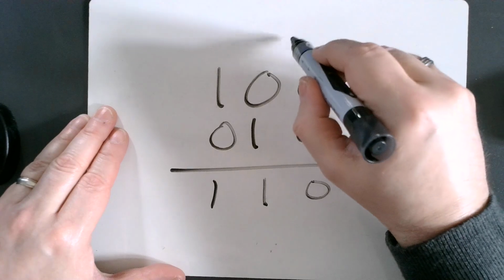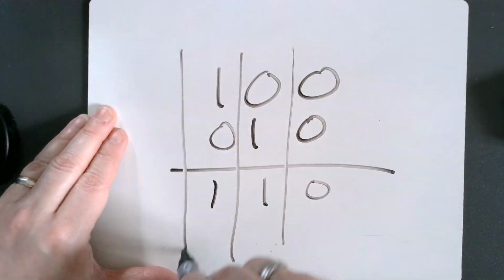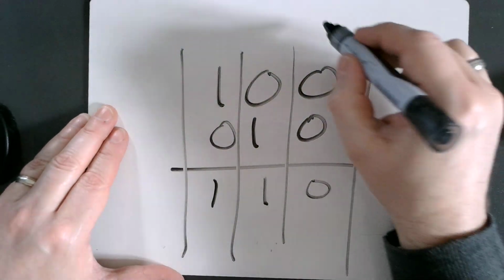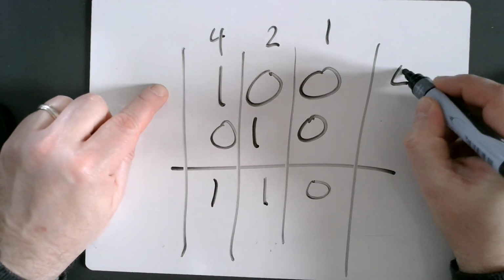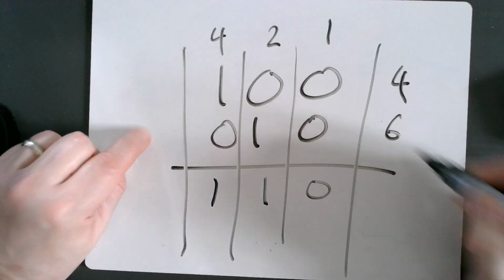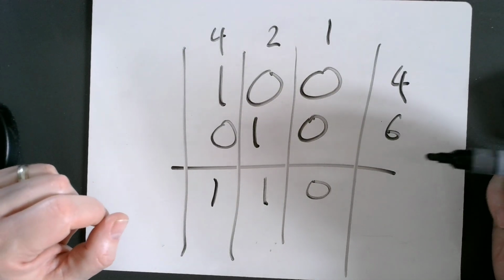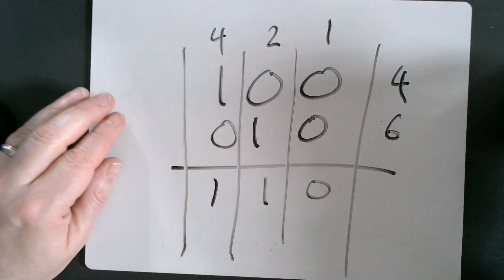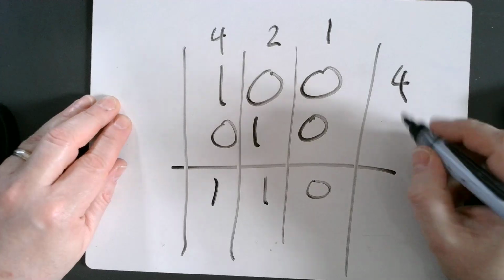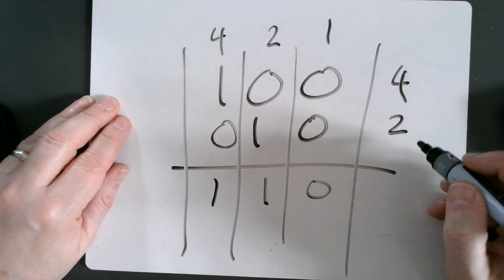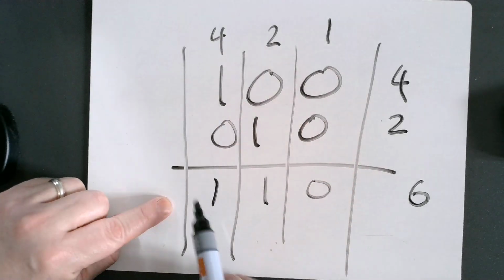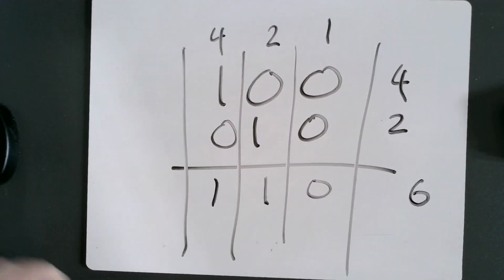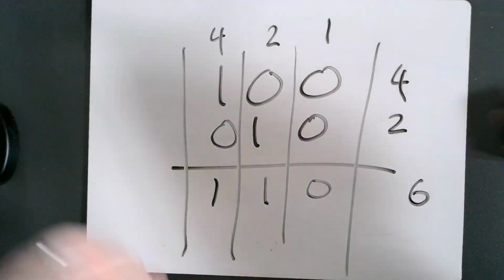Now if we want to check that, we can do our place values and work out what the denary equivalent would be. So 1, 2, 4. So our top number is 4, our bottom number is 2, don't know where I got 6 from. 4 plus 2, which gives us 6. So if we have a look at this, we've got 1 4, 1 2, that gives us 6. So we know now that that has actually worked.